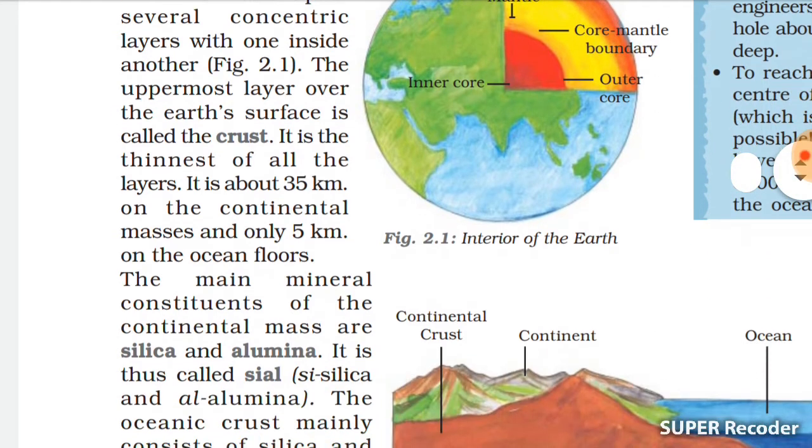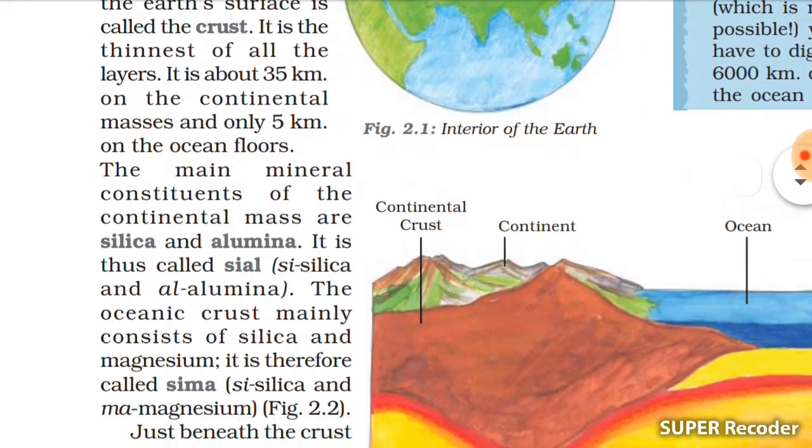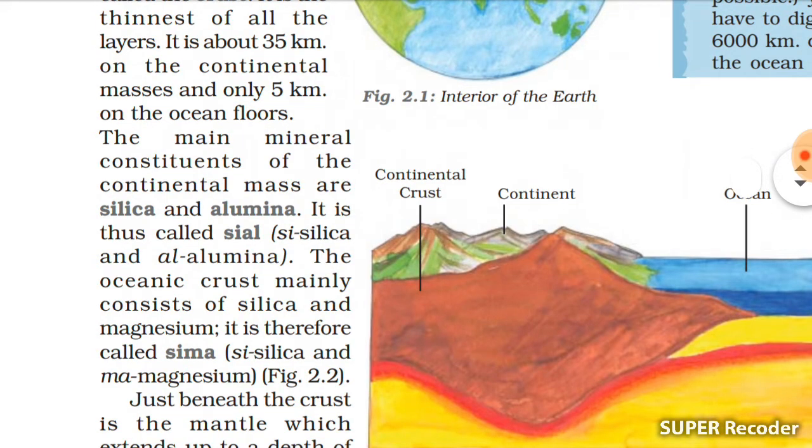And what minerals are there? Do you know what minerals are in the crust? Yes, silica and aluminum. It is called SIAL, S-I-A-L. This is mainly considered in the continental crust. The silica and magnesium, yes, magnesium, are also found in the oceanic crust, and that is called SIMA.